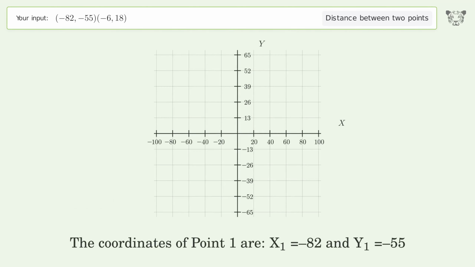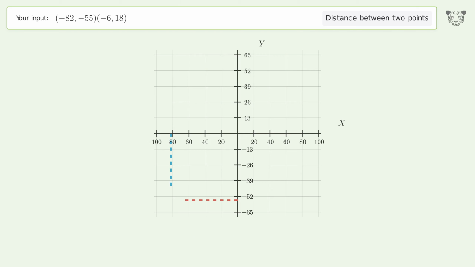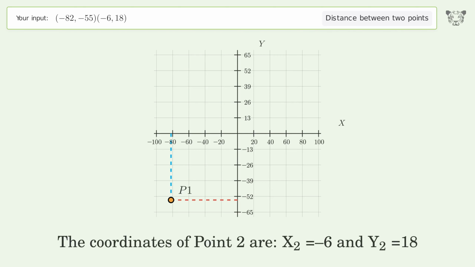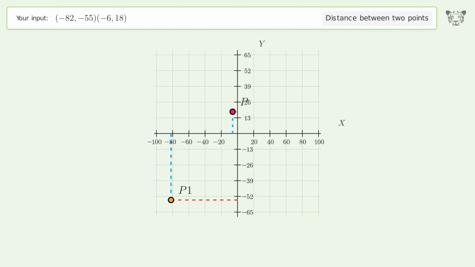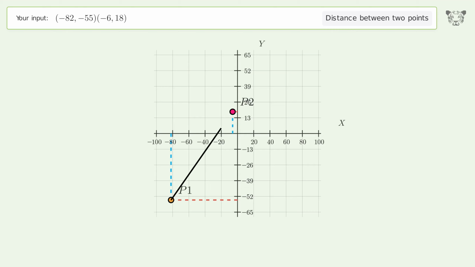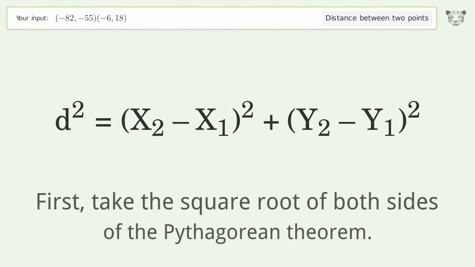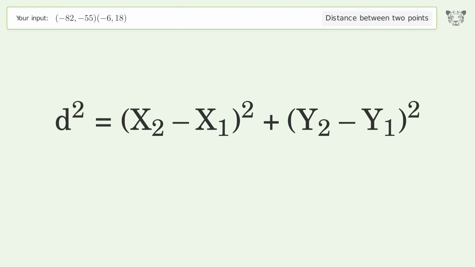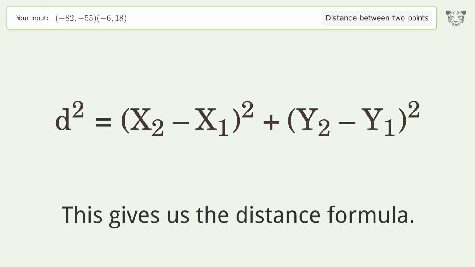The coordinates of point 1 are x1 equals -82 and y1 equals -55. The coordinates of point 2 are x2 equals -6 and y2 equals 18. D is the distance between the 2 points. First, take the square root of both sides of the Pythagorean theorem. This gives us the distance formula.